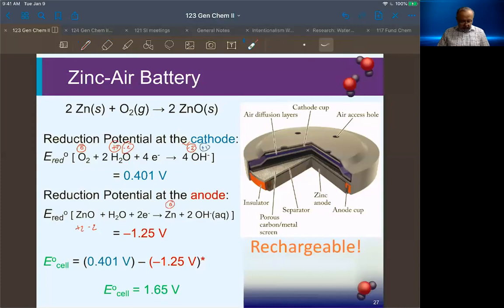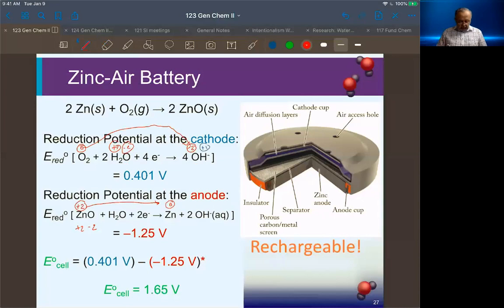So zinc is going from +2 to 0, and that's being reduced. So this oxygen is going from 0 to -2, is being reduced, and this is going from +2 to 0, again, is going down, is being reduced.